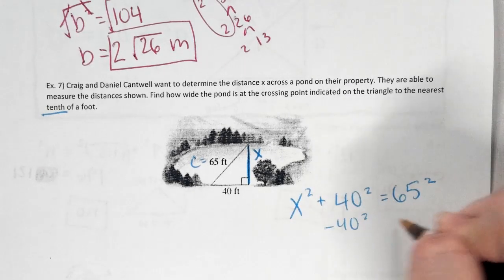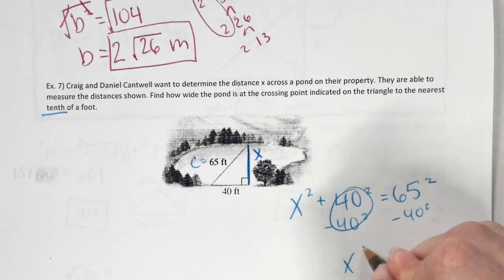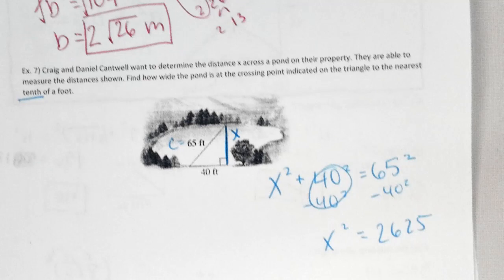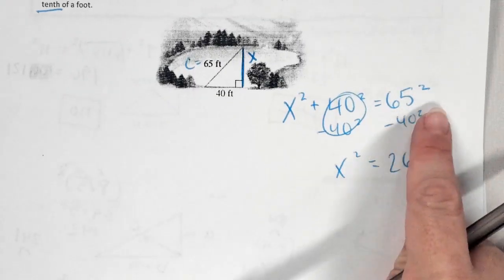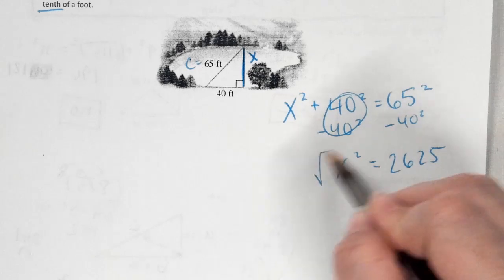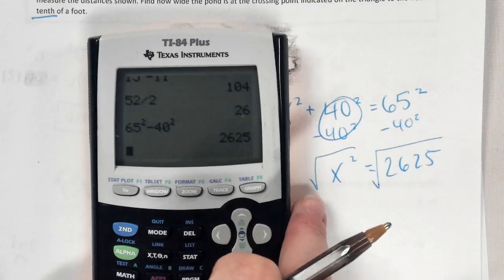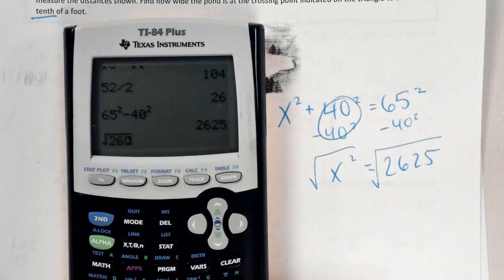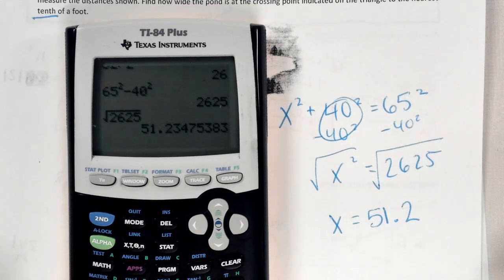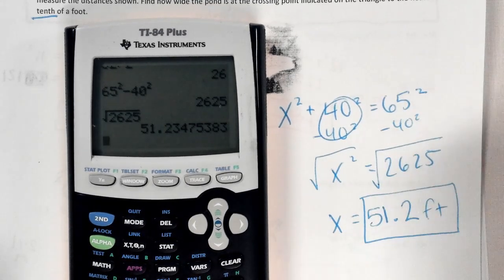So I'm going to subtract my 40 squared from both sides. And I get 65 squared minus 40 squared gives me 2625. Now, part of the reason it's nice if you don't simplify these first is these are going to give you really big numbers. It's just easier to type these numbers. However, it doesn't matter either way. How do I get rid of my squared? Square root. So this time I'm actually going to type the square root of 2625. And I get x equals 51.2 feet. So that's it. Simple.